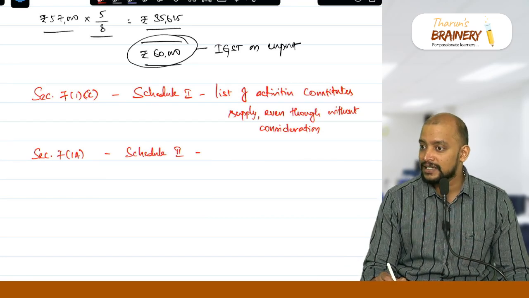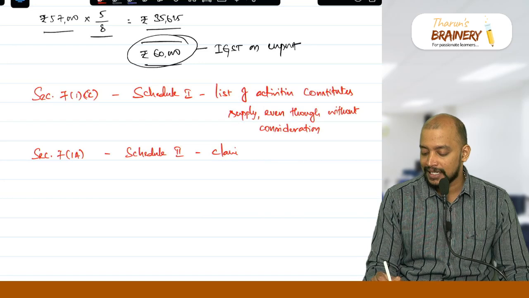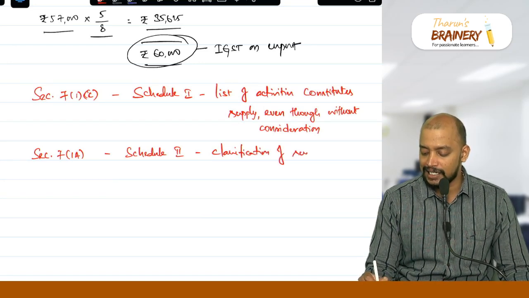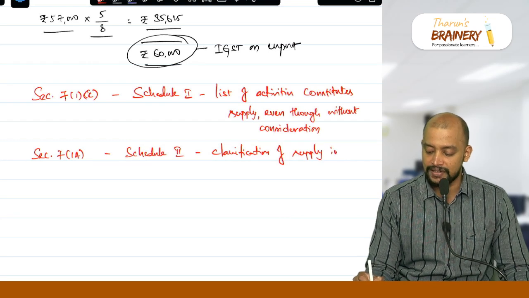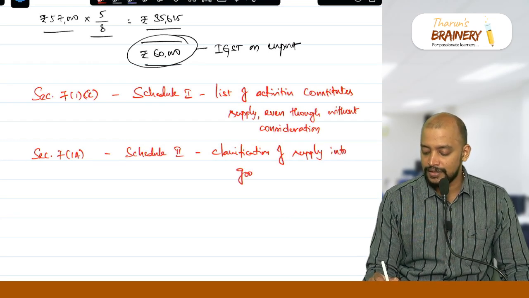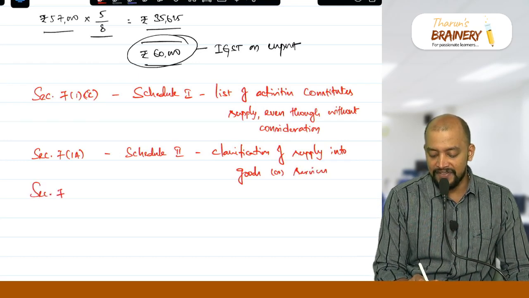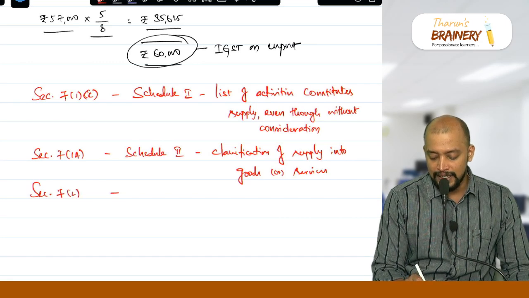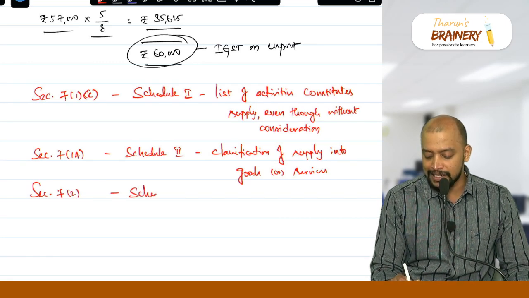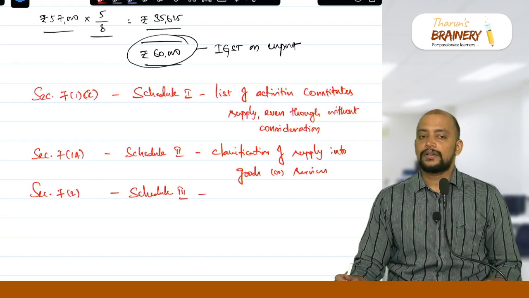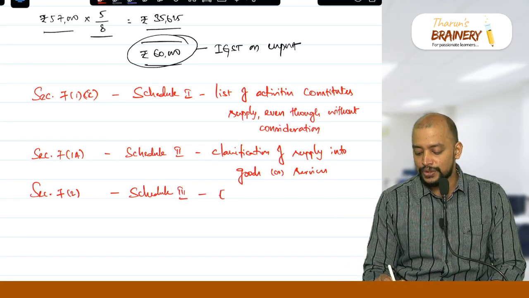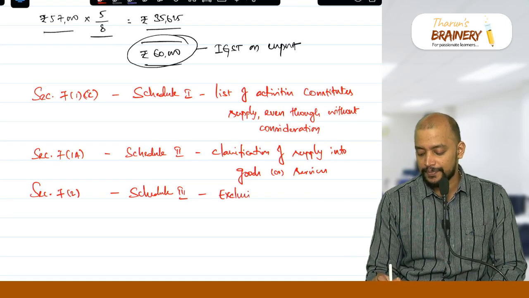What is this? Classification. Classification of supply into goods or services. Then section 7 subsection 2 read with schedule 3. What is this? Exclusion from supply.